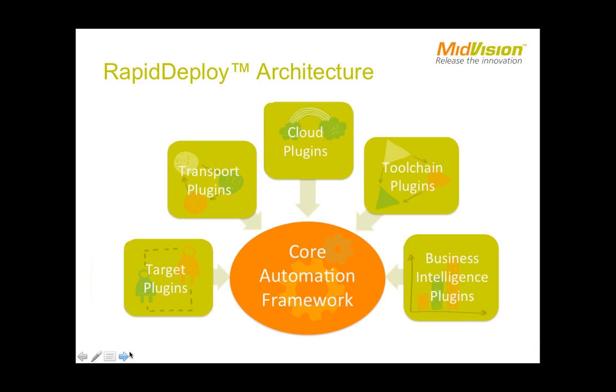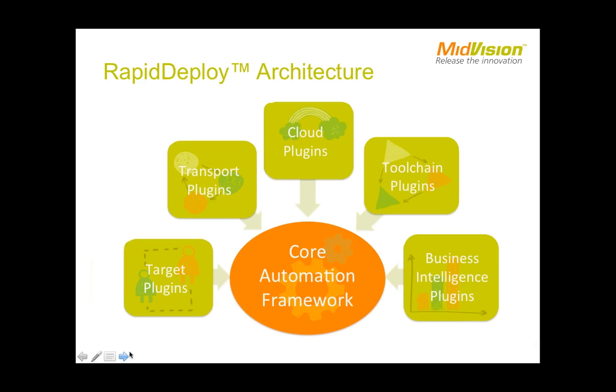So within that core automation framework, we have a number of plugins. So the architecture of RapidDeploy is entirely plugin based. The core framework really just marshals and orchestrates those plugins to work together. And so you can see in this slide that there are a number of different types of plugins.